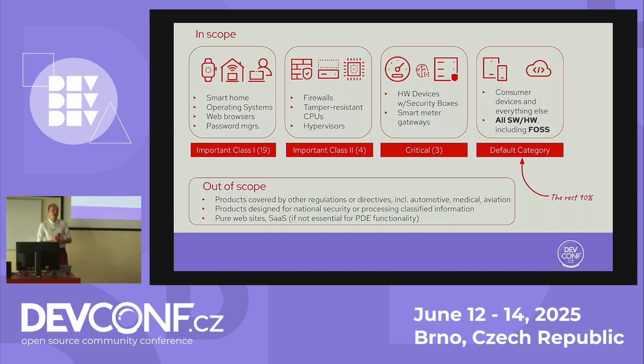What is out of scope of the CRA, as this is the most common question, right? Products covered by other regulations or directives, like automotive, medical, aviation, and so on. Products designed for national security, which kind of makes sense. And pure websites, and also software as a service, if they're not essential for the functioning of some of the physical products that are produced and put on the market. So it's very important to understand that almost everything is in scope actually. So that's going to be a big deal.